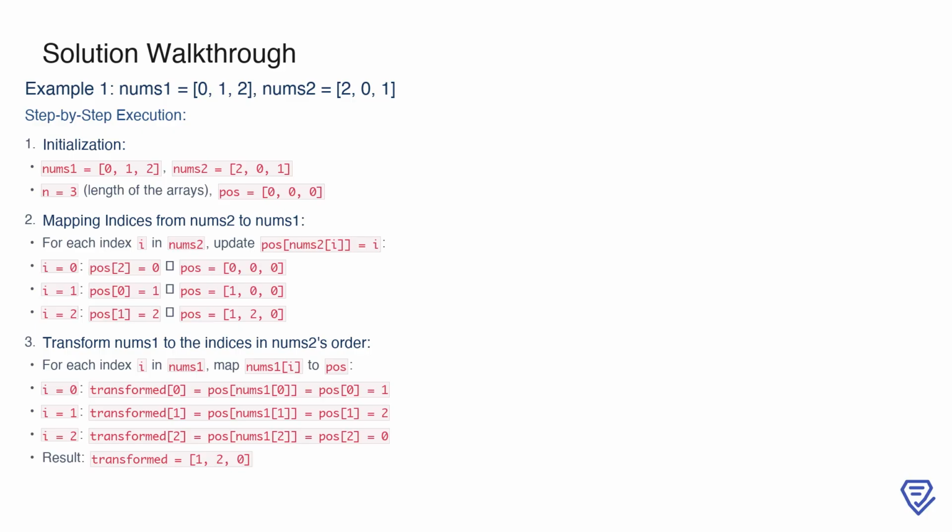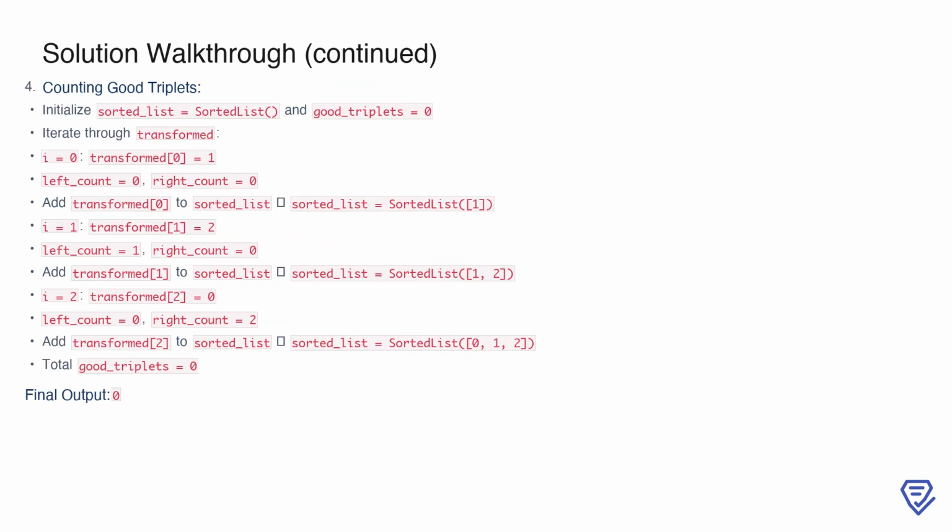Finally, we transform nums1 into the indices in the order defined by nums2. By mapping each element of nums1 through the position array, we find the transformed array to be 1, 2, 0. This transformation will be critical for the next step. Now we proceed to count the good triplets using the transformed array 1, 2, 0.